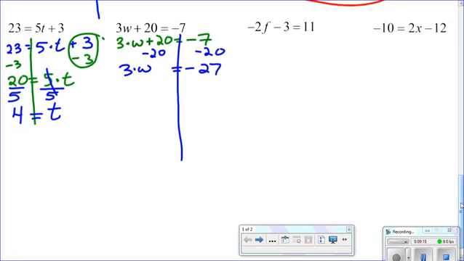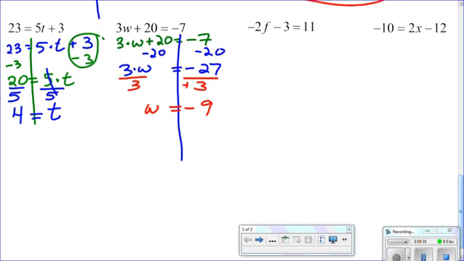We have a times by 3 that we need to undo. Opposite of multiplying by 3 is dividing by 3. So we do that on both sides. 3 divided by 3 gives us 1w. Negative 27 divided by positive 3 gives us a negative 9.